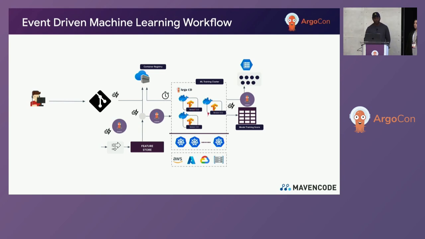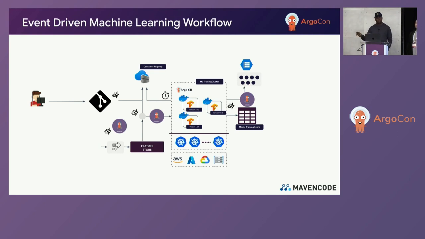So once the model training is done, we basically create another event. We have a metrics table where we're storing all the metrics. It could be the accuracy or the precision of the model, and we save the model output artifacts, the frozen model, in the container registry. So once the model drops in this bucket, we can trigger another workflow as well.